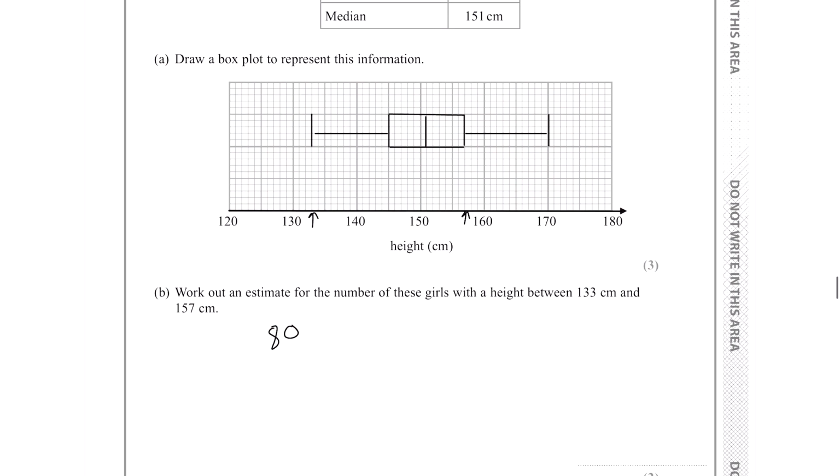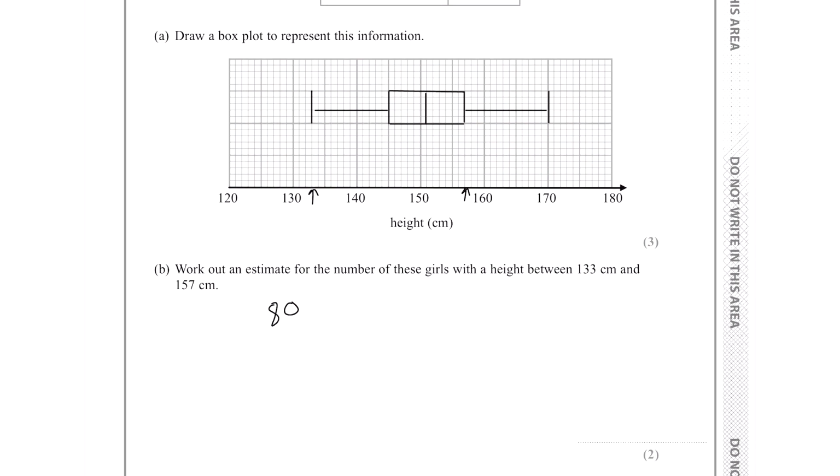Now, a box plot represents all the data, and the upper quartile represents 75% of the data. And the lower quartile represents the lower 25% of the data. So in this case, we just do 80 times 0.75 or times 3 over 4. This works the same. And you end up with 60.